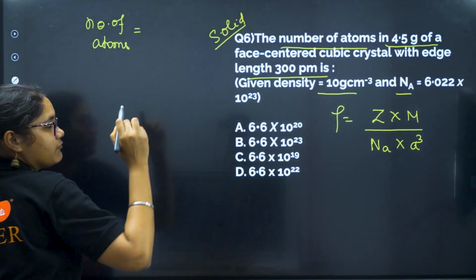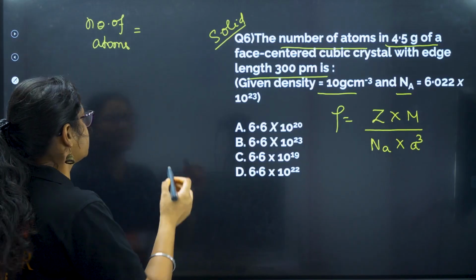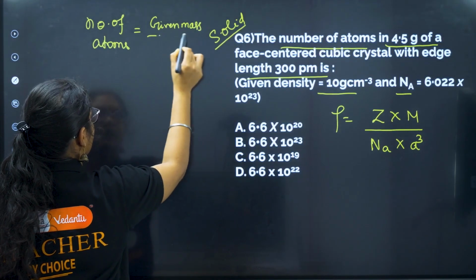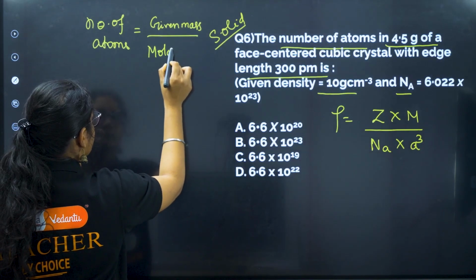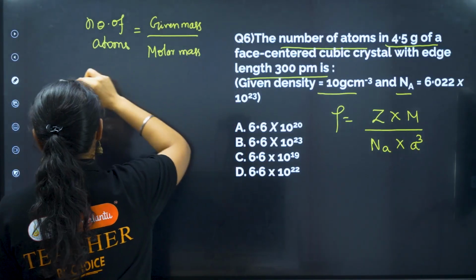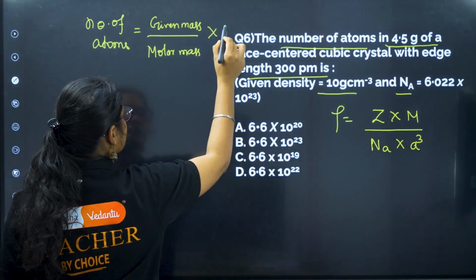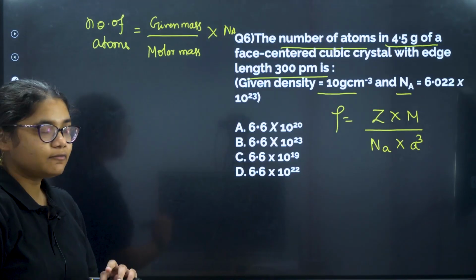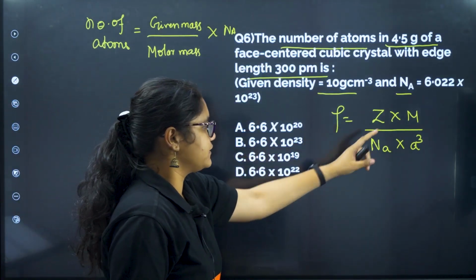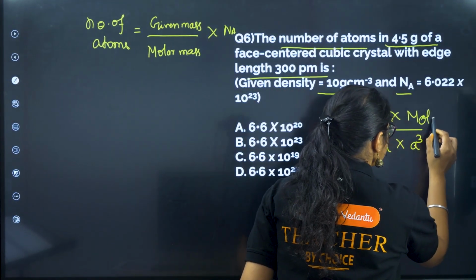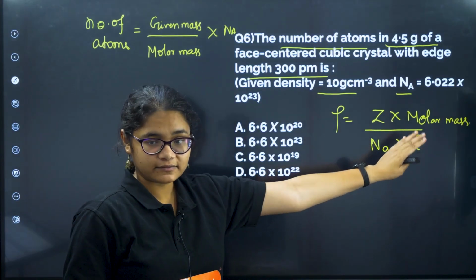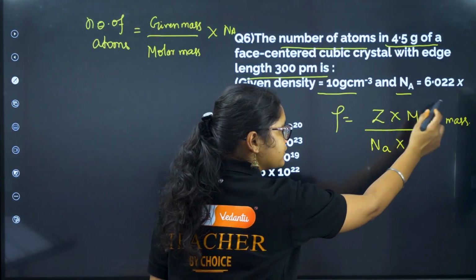number of moles into Avogadro number. Number of moles is what? Given mass by molar mass. So given mass by molar mass into Avogadro number. Now here the given mass is 4.5 gram. Instead of molar mass, this is also molar mass here, this is also molar mass here, right?